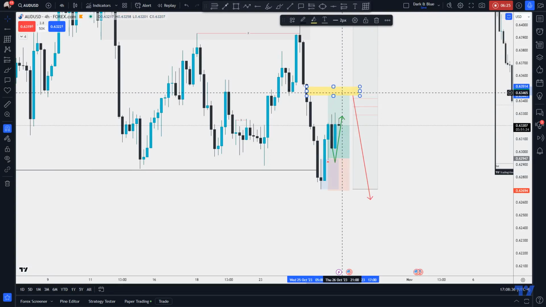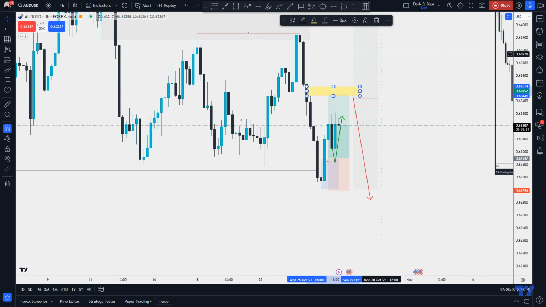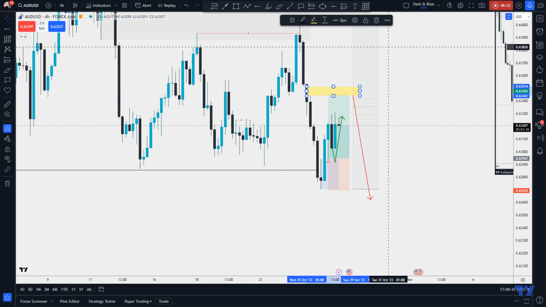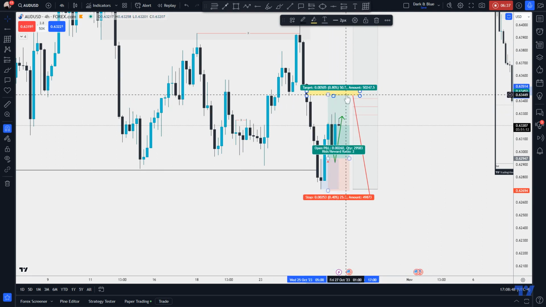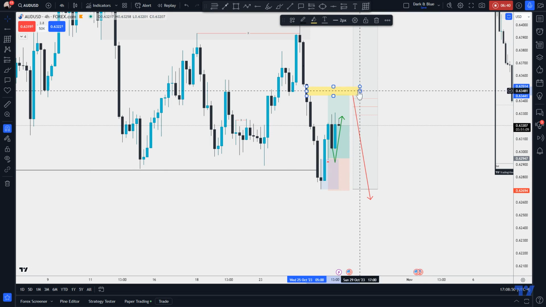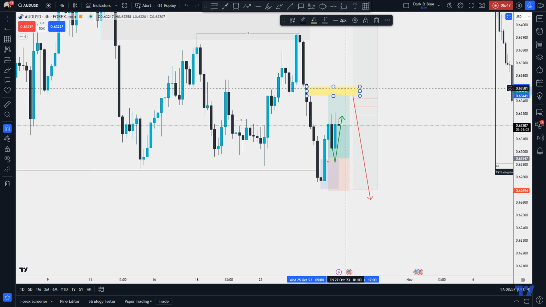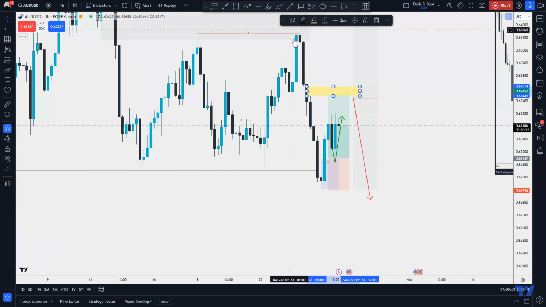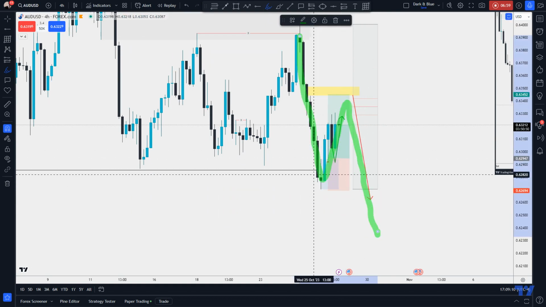I want price to mitigate into that. Not mitigate as in an order block. I just mean that it'll tap into this because there's a lot of liquidity here. There's a lot of sellers here. And the way the market makers will do is go out, knock them out, take out their stop losses for liquidity, and then continue in the trend that it's in. And I'm looking for price to continue down with a lower low.